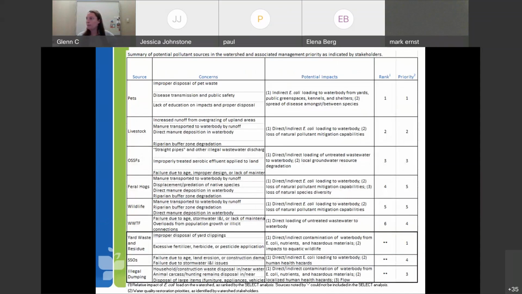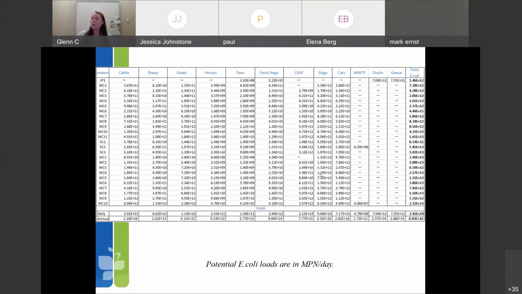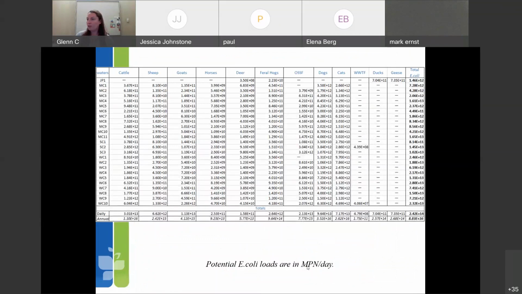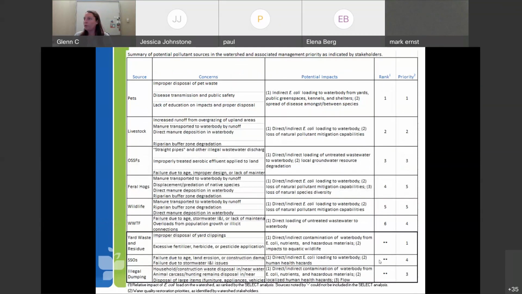Okay, actually, looking at this, this is how we came up with this rank. So this ranks everything by the annual potential E. coli load per year. So pets ranked number 1, they were the highest contributor. Livestock was number 2. Septic facilities were number 3. Feral hogs were number 4. Wildlife was number 5. And wastewater treatment facilities ranked at number 6.